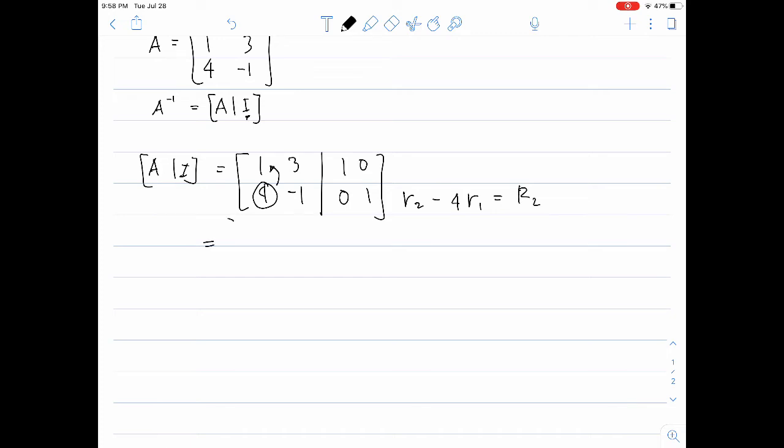Okay, so next line is just kopyahon ang 1, 3, 1, 0. So 4 minus 4 times 1 is 0. Negative 1 minus 4 times 3 is negative 13. Okay, so 0 minus 4 times 1 is negative 4. 1 minus 4 times 0 is 1.